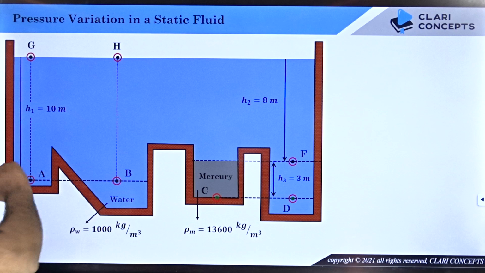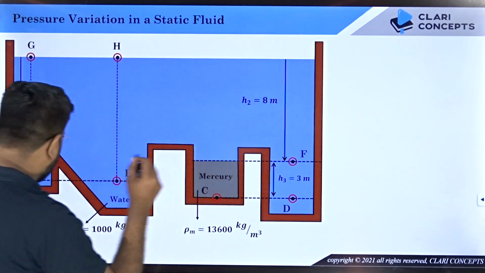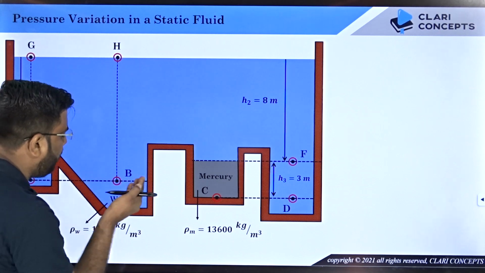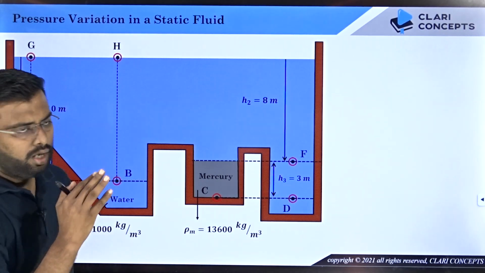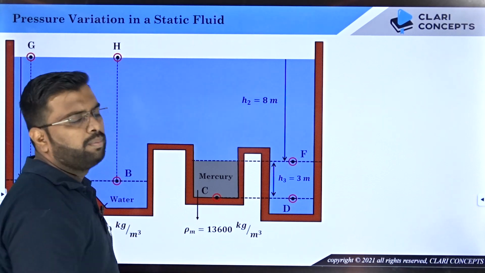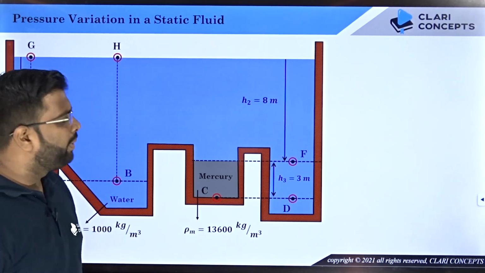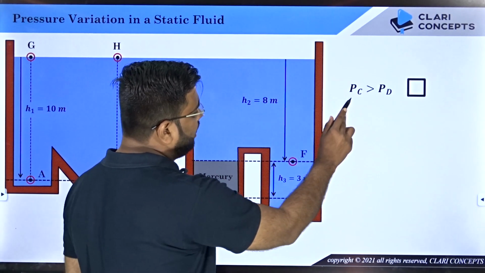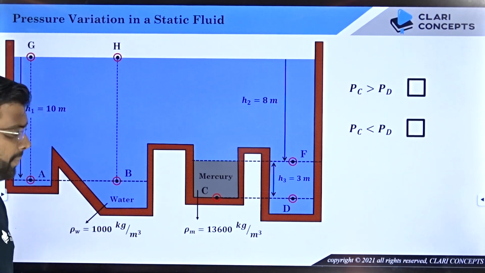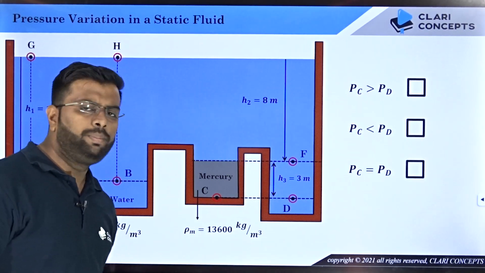let me ask you another question. What do you think? Because see, A and B, as per the previous understanding, are located on the same horizontal plane, therefore pressure has to be the same. Now, answer me this. What happens to pressure at point C and D? They are also located on the same horizontal plane. Do you think pressure at C will be greater than pressure at D? Or do you think pressure at C is less than pressure at D? Or do you think both of them have the same pressure?